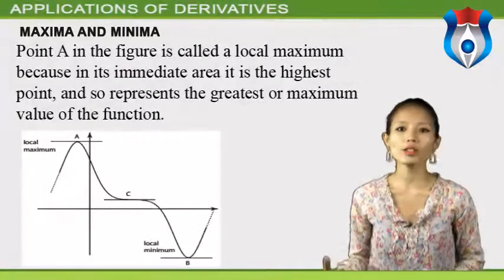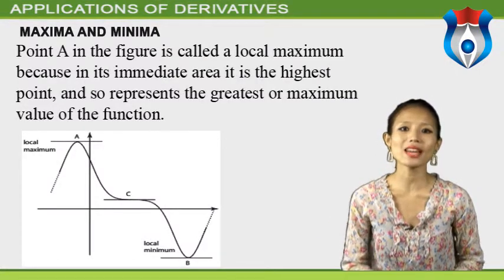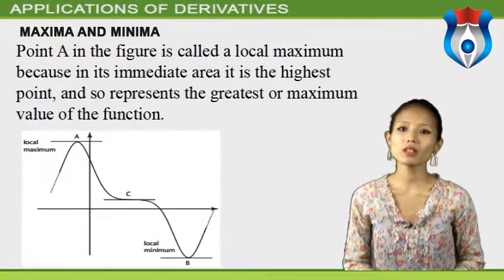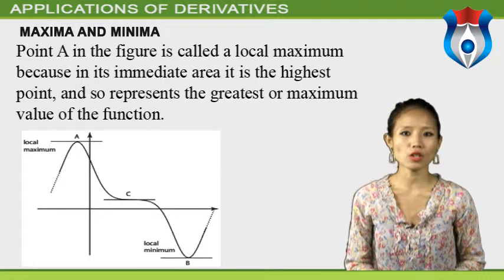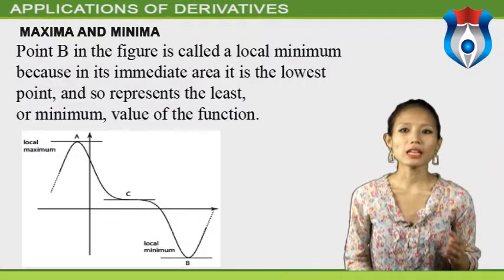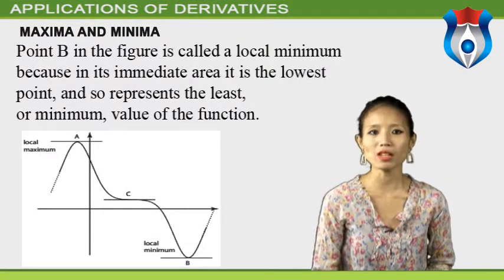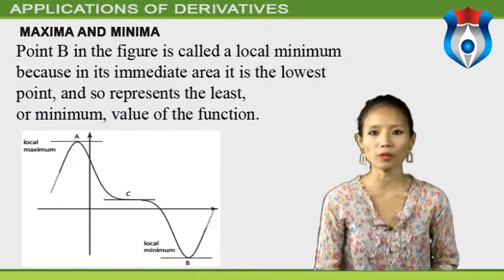Point A in the figure is called a local maximum because in its immediate area it is the highest point and so represents the greatest or maximum value of the function. Point B in the figure is called a local minimum because in its immediate area it is the lowest point and so represents the least or minimum value of the function.